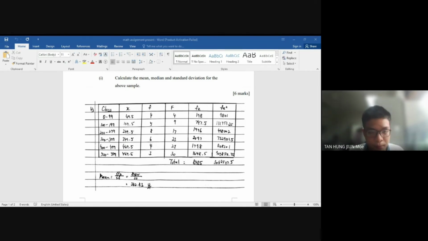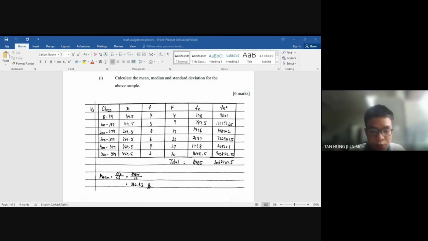In order to find the mean, we have to use the formula of total fx divided by total f, and we will get 8,485 divided by 30. And the final answer will be 282.83. This is how we get the mean.